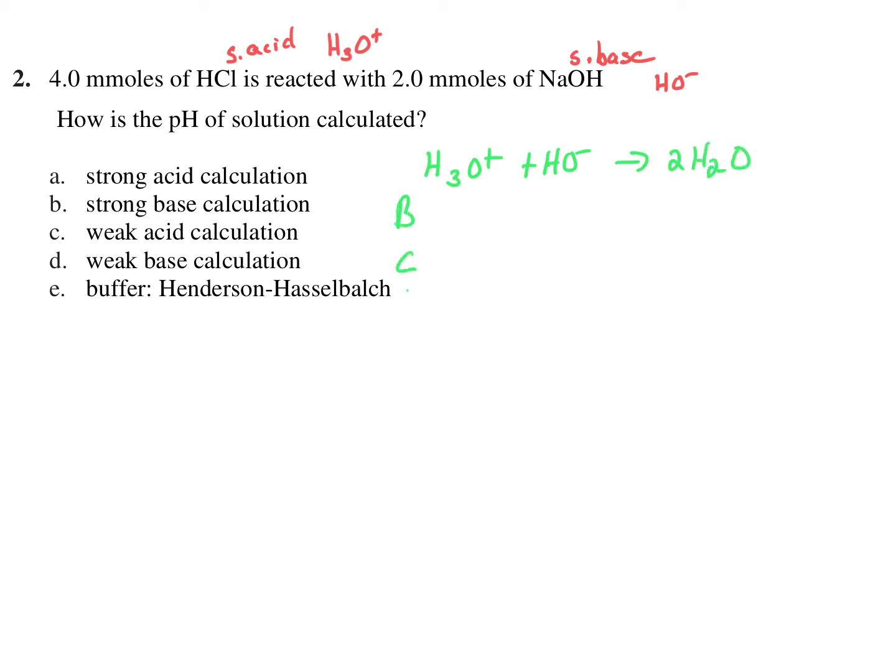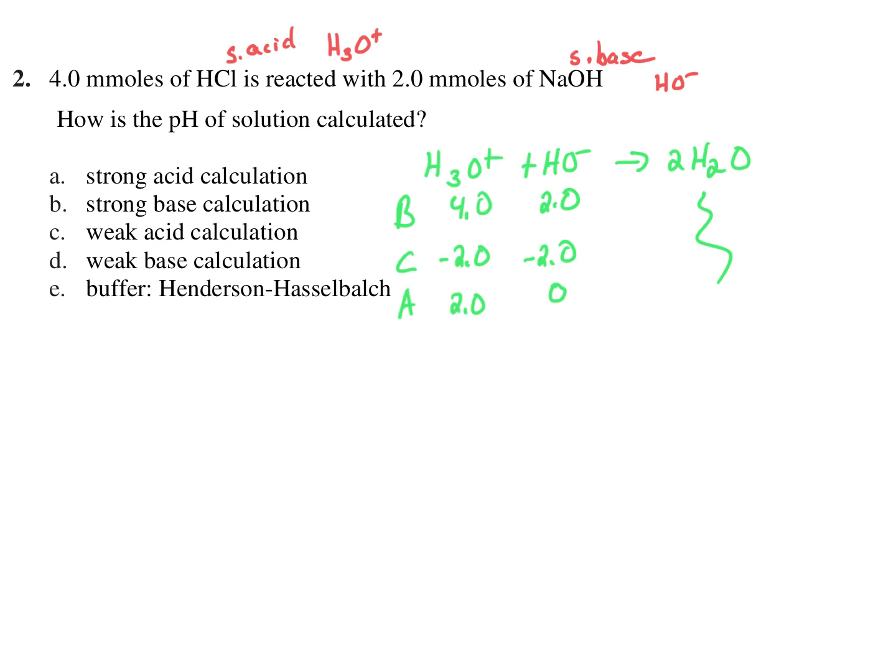Our BCA table is that we have 4 millimoles of our strong acid, 2 millimoles of our strong base initially. Water is a pure liquid, so we don't care. All of the strong base is going to react and consumes 2 millimoles of the strong acid. We no longer have any strong base, but we have some strong acid remaining in solution.